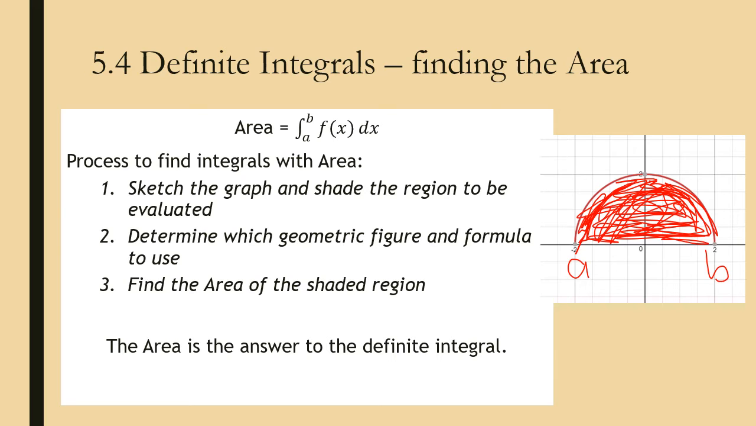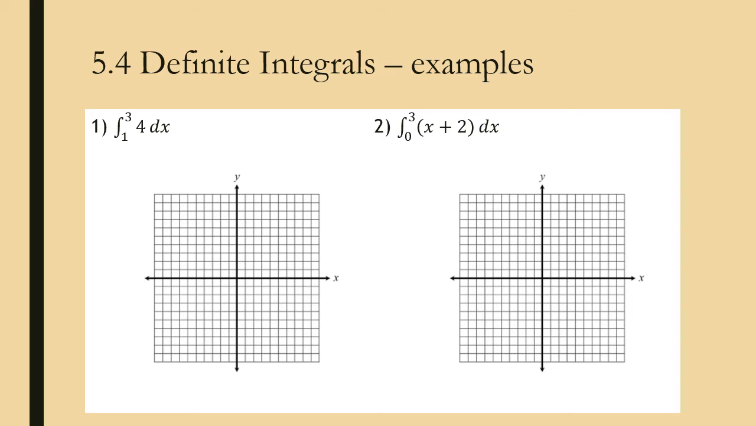So let's do some examples. All right, our first example. So what we are doing is taking the function. This is the function. And so I'm going to rewrite it as y equals 4. In this case, it's just a number, and that's okay. It's just a constant. So I am going to graph that.